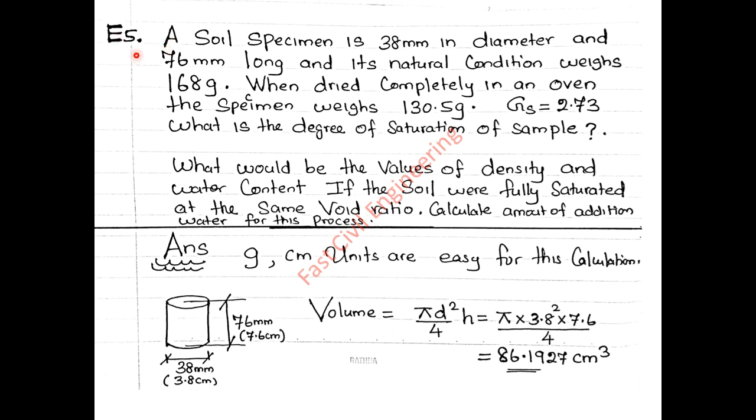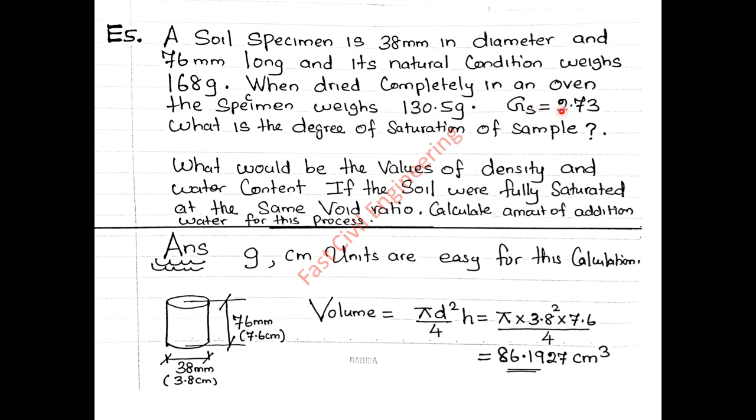Example 5. A soil specimen is 38 millimeter in diameter and 76 millimeter long. This is a cylindrical specimen, 76 millimeter long. In its natural condition, the wet state, it weighs 168 gram. When dried completely in an oven, the specimen weighs 130.5 gram. This is initial, this is after oven dry, 130.5 gram.